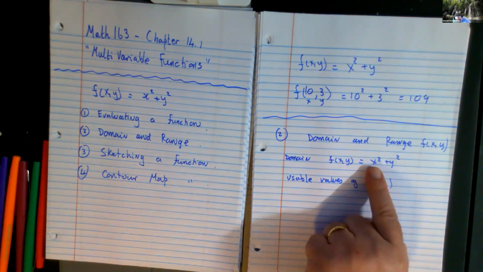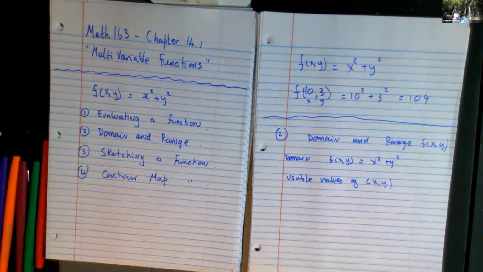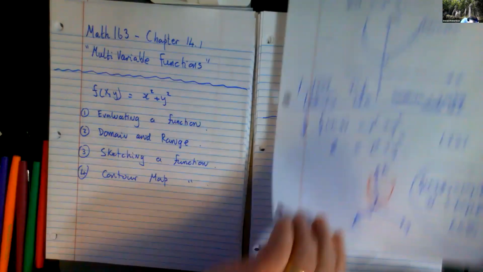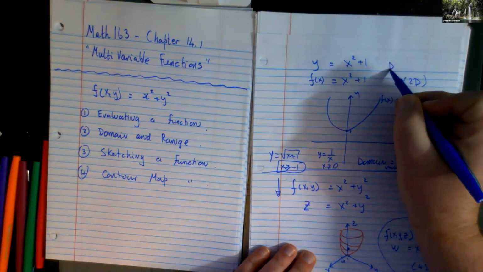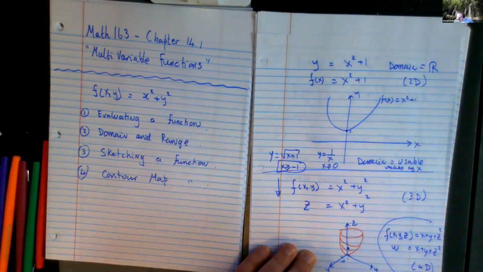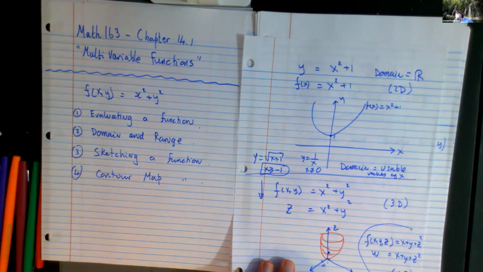Now, would you agree for this function here, you could use any X in the universe and any Y in the universe? So how would we write that down? Well, we have nice ways to write it down. Keep referring back to this guy. See, in this case here, couldn't I just say that the domain was all real numbers? Couldn't I write it like that? Which is a nice short way of saying it.